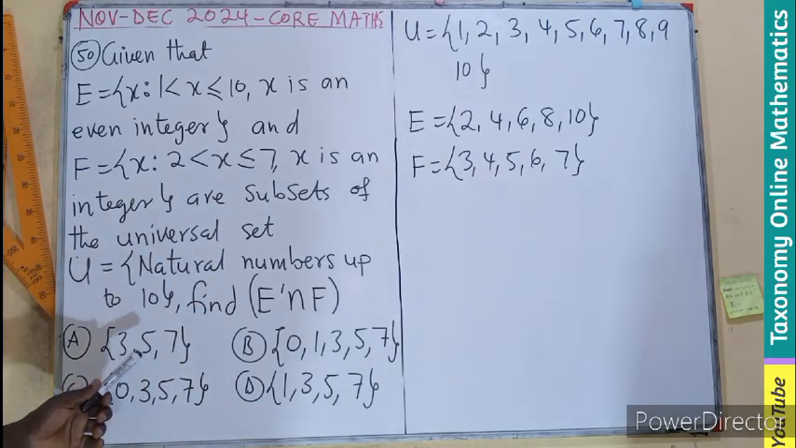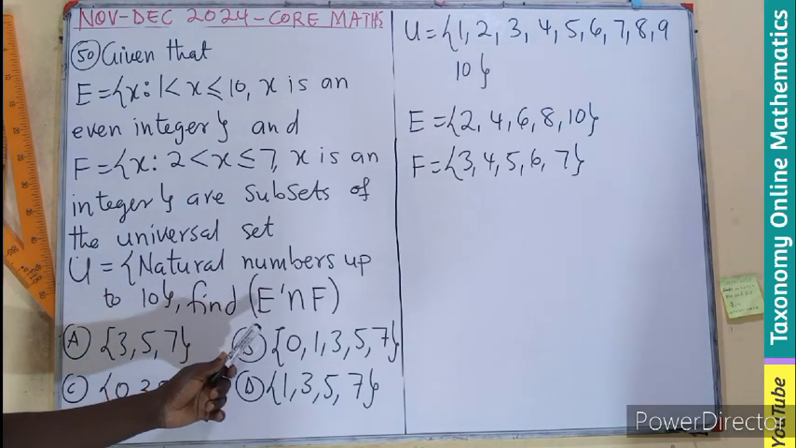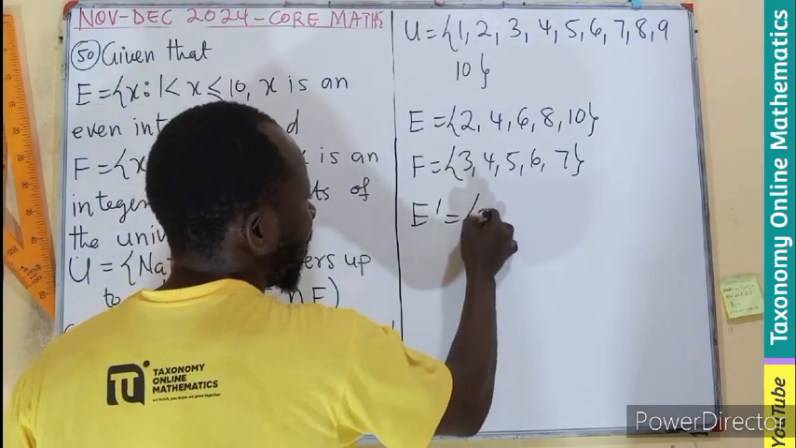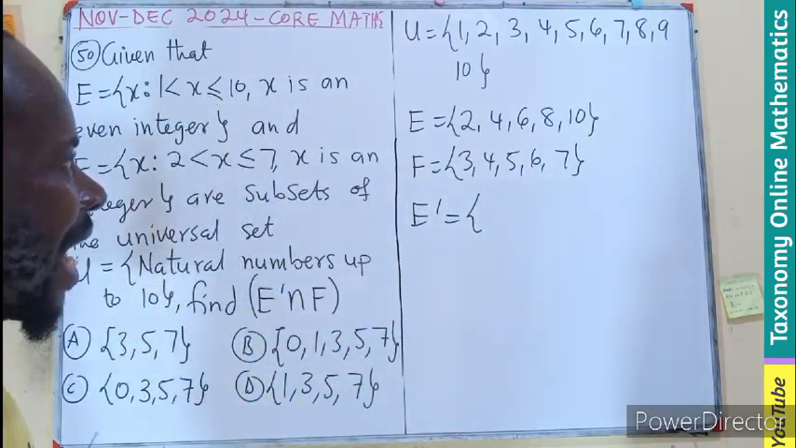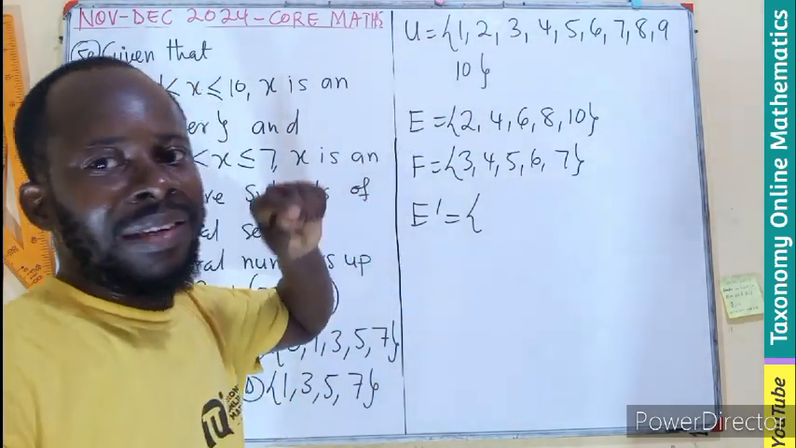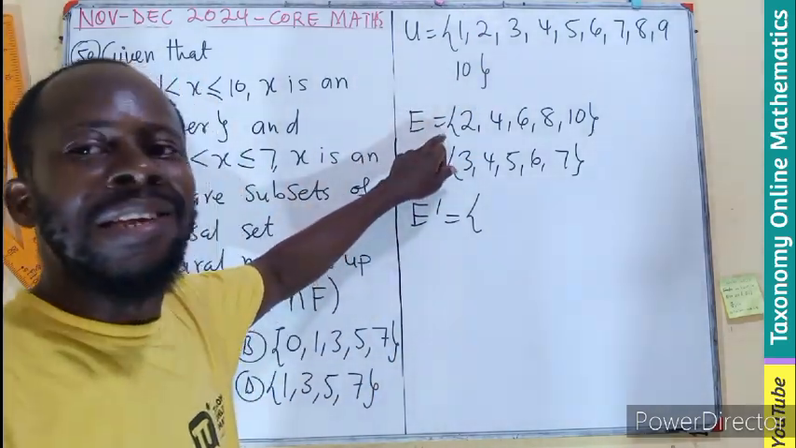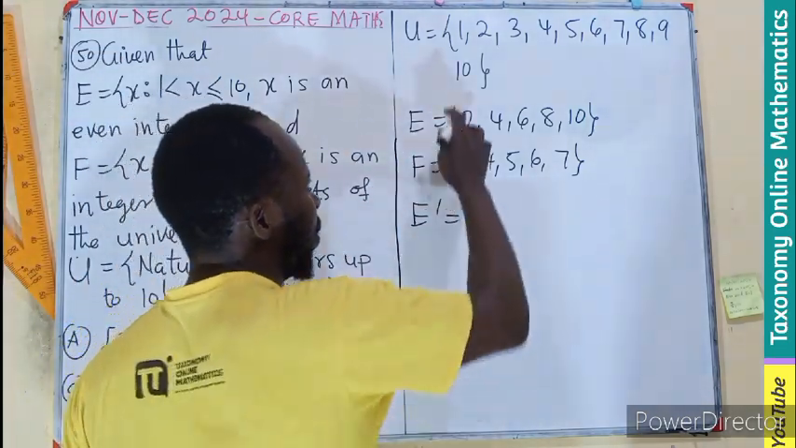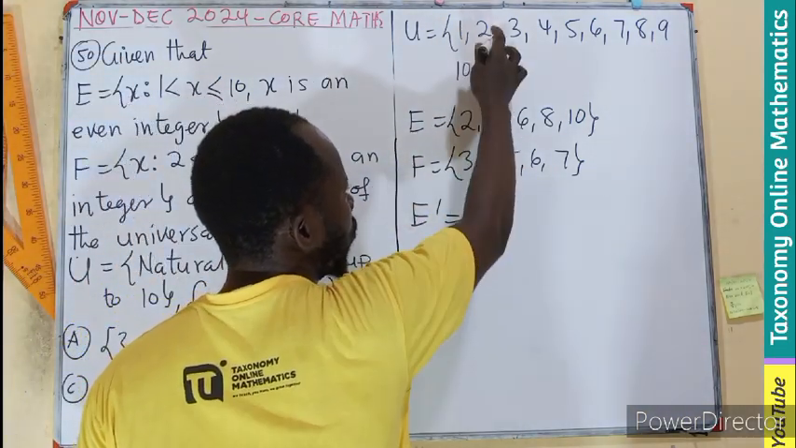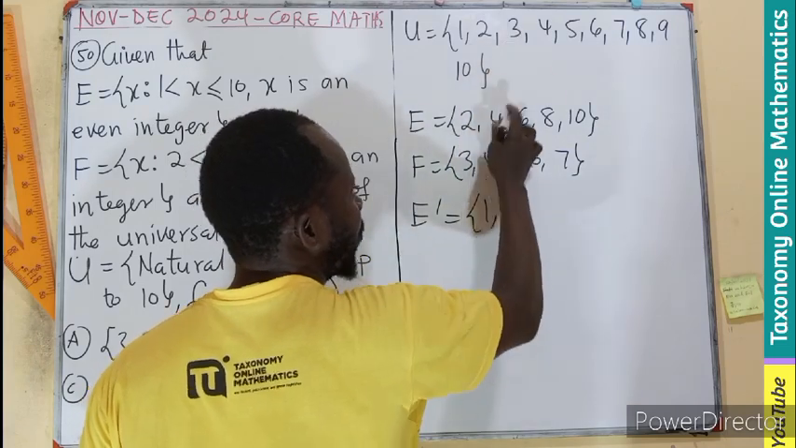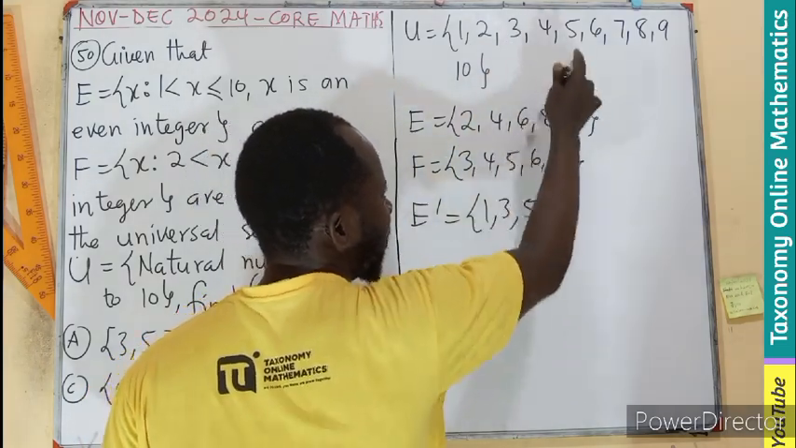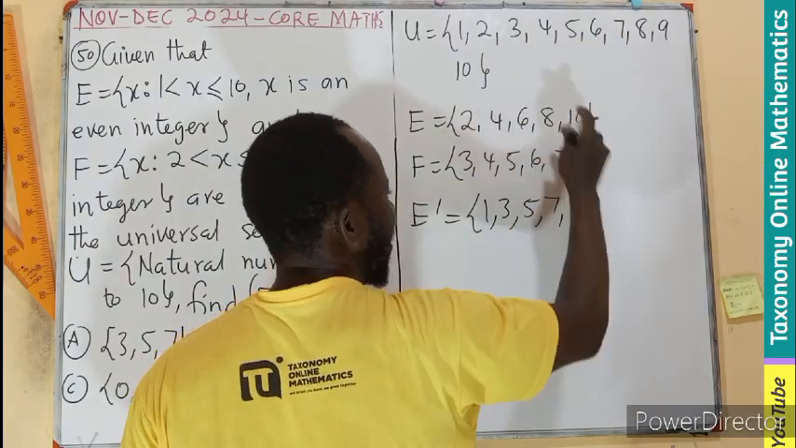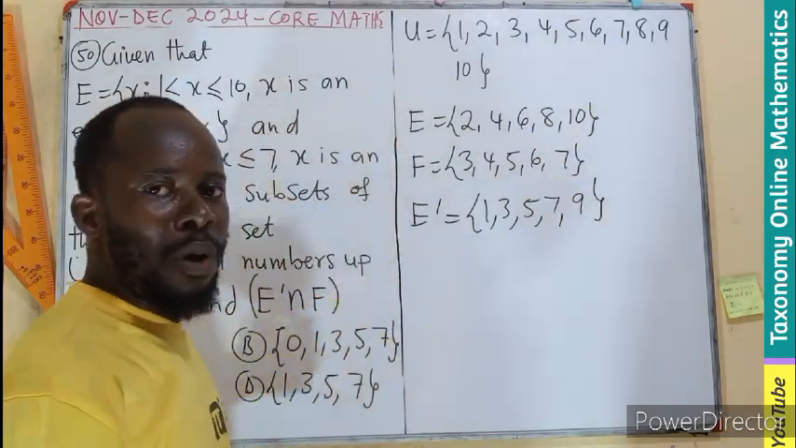Alright. Now, we are finding the complement of E. So what is the complement of E? The set of numbers that are in the universal set but are not found in E itself. That's the complement, outside the set E. So I'll be having 1, 2 is here, so I go for 3, 4, I go for 5, 6, 7, 8, 9, 10. 10 is there.